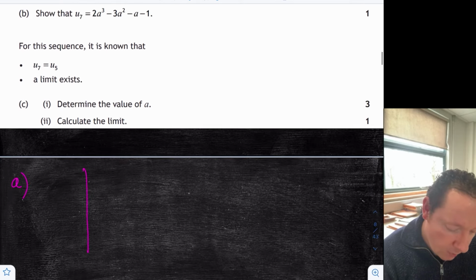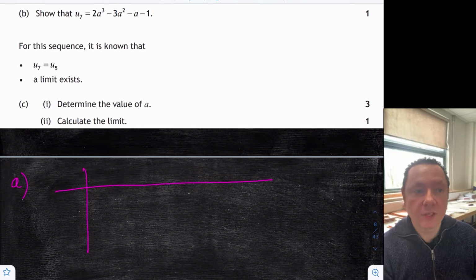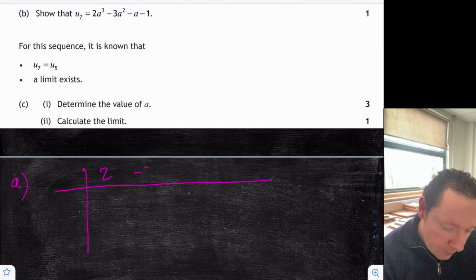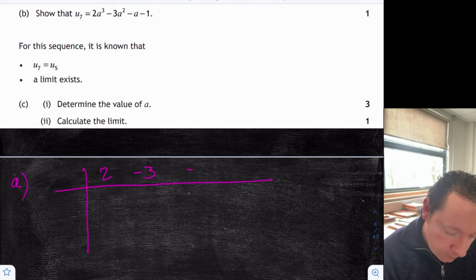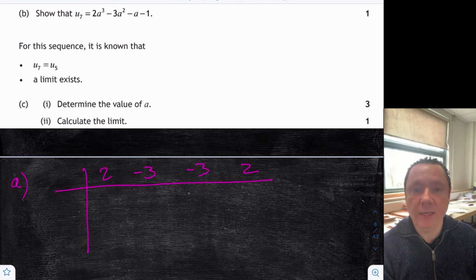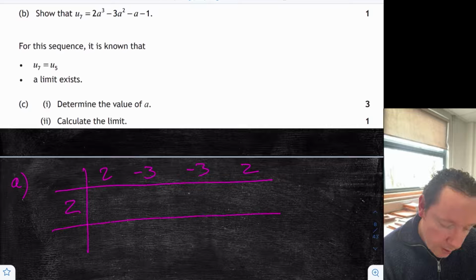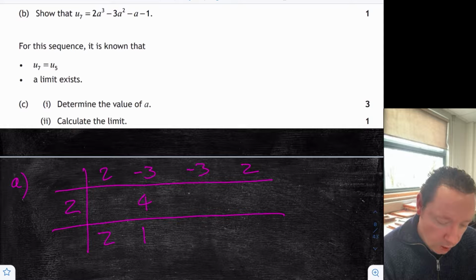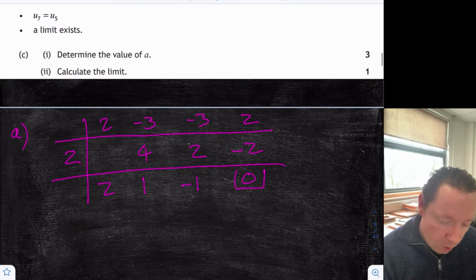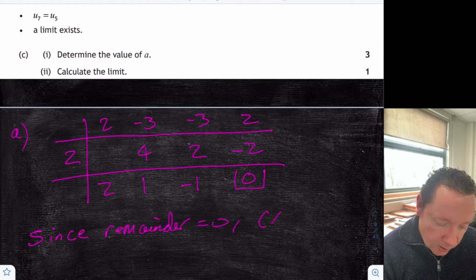So we can set up our synthetic division. We've got 2, minus 3, minus 3 and 2. And it was x minus 2 is a factor, so we can sub 2 in. So dropping the 2 down, 2 2s is 4, 4 minus 3 is 1, 2 1s is 2, 2 minus 3 is minus 1, 2 times minus 1 is minus 2, and we get 0. And therefore, since the remainder is 0, x minus 2 is a factor.